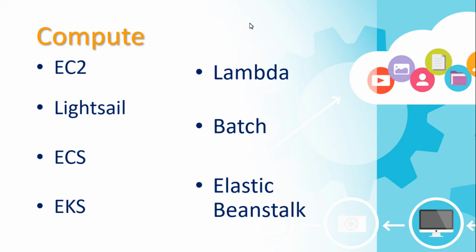Then we have Lambda. Lambda is a very powerful service in the cloud. If you are planning to do any kind of automation, Lambda is the best fit for you. Lambda is serverless and it is very useful. It's an event-based trigger. I'll give you an example.